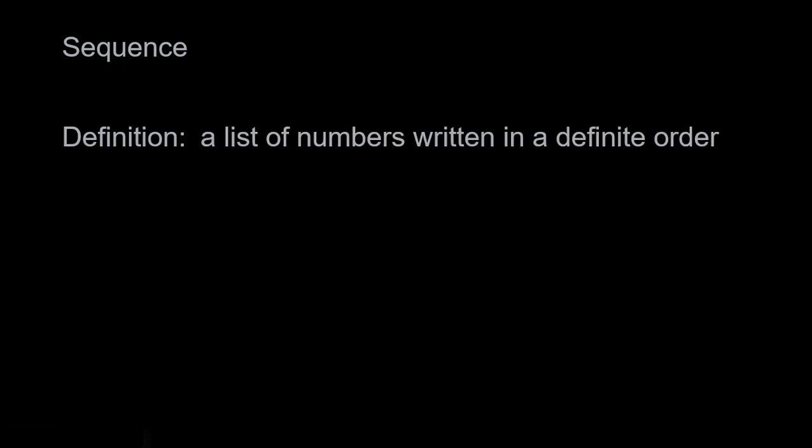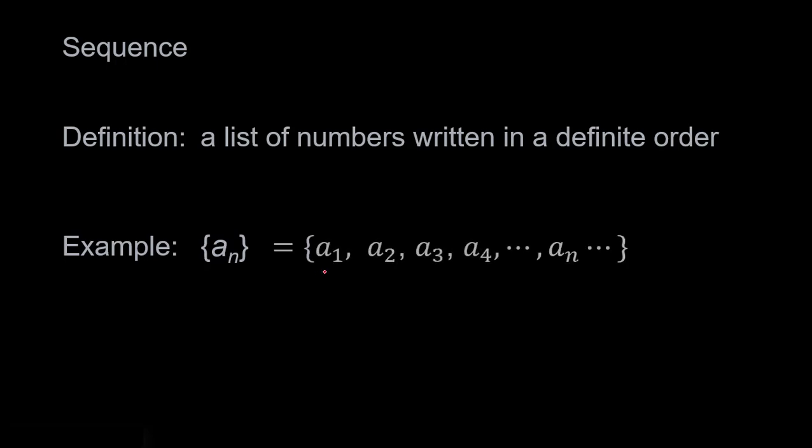So to start off, the definition of a sequence is a list of numbers written in a definite order. This is our sequence notation for a sub n. So this first number here, a sub 1, we can go ahead and call that the first term. This second number here, a sub 2, we're going to call the second term, and so on. And typically we're going to just call this the nth term.